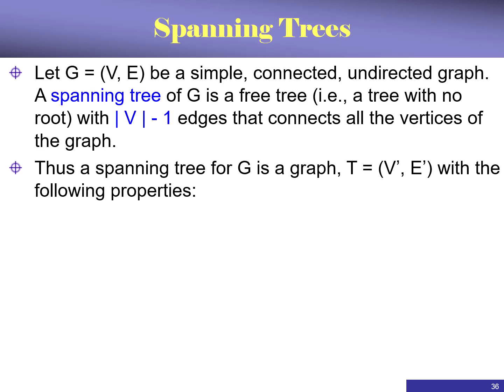Okay, that connects all the vertices. But how many edges are there? If I have 5 vertices, 4 edges. 5 minus 1. So this symbol means number of vertices minus 1. That many edges I will have.